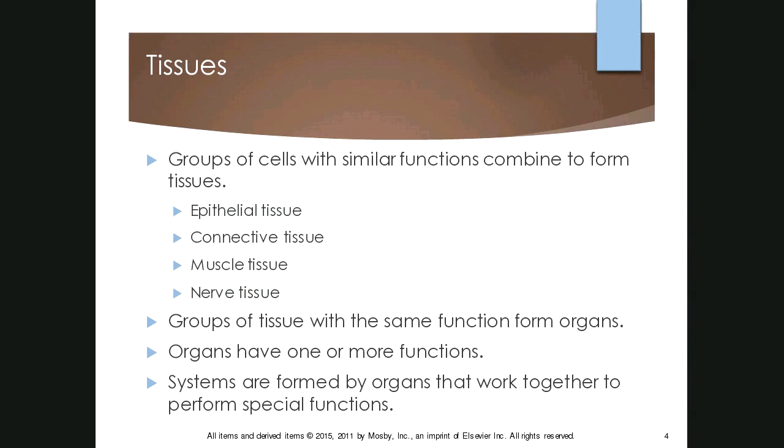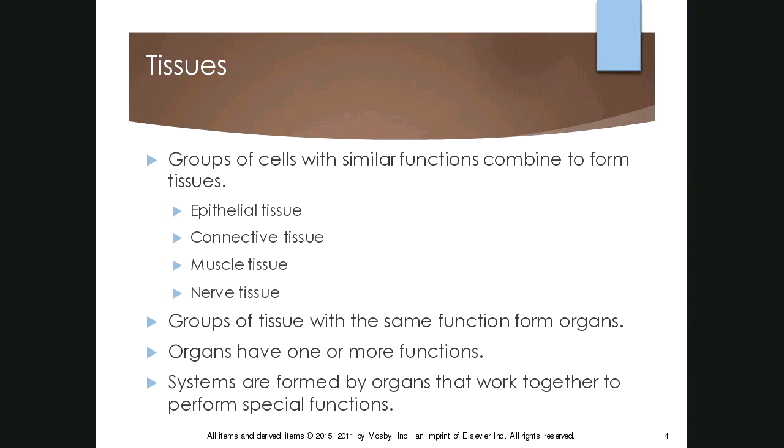The epithelial tissue basically covers internal and external body surfaces, like the tissue lining of your nose or your mouth, your respiratory tract, stomach, intestines, all have epithelial tissue. So are the skin, the hair, nails, and the glands.